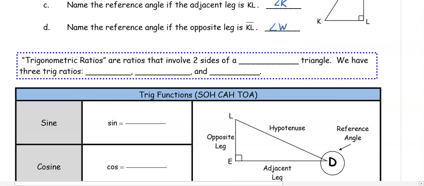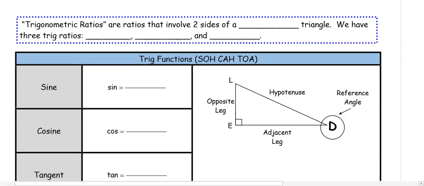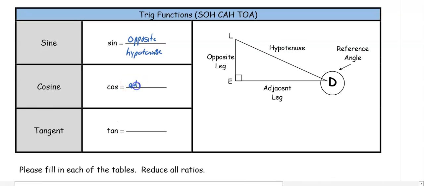So when we use trig ratios, we are using ratios that involve two sides of a right triangle. We have 3 trig ratios: sine, cosine, and tangent. So sine, if we have D as our reference angle, is going to be the opposite side over the hypotenuse. Cosine is going to be the length of the adjacent side over the hypotenuse. And tangent is going to be the opposite side over the adjacent side.